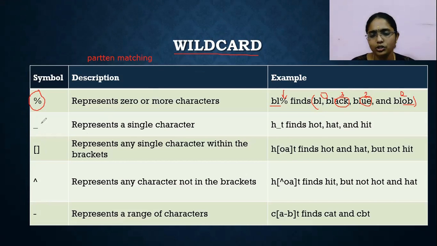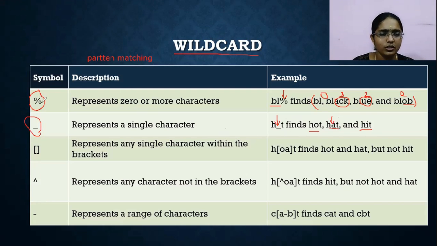And the next symbolic notation is underscore. If you are using underscore, what does it mean? It means a single character. For example, if I mention H underscore T, this particular underscore symbol can be replaced with any character. It finds words like hot, hat, hit. So only one character can be placed at this position. The matching is done based on this particular condition.